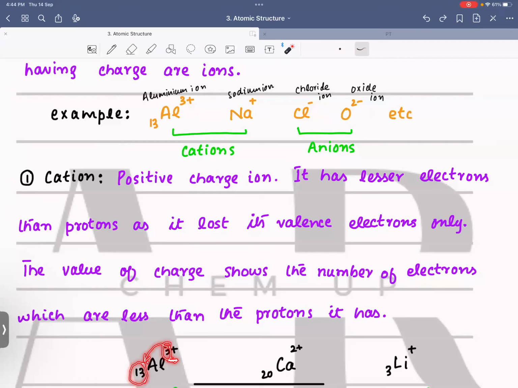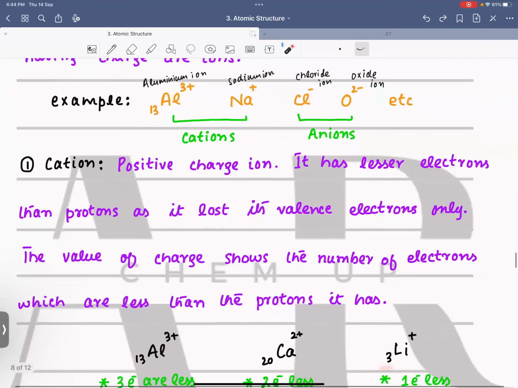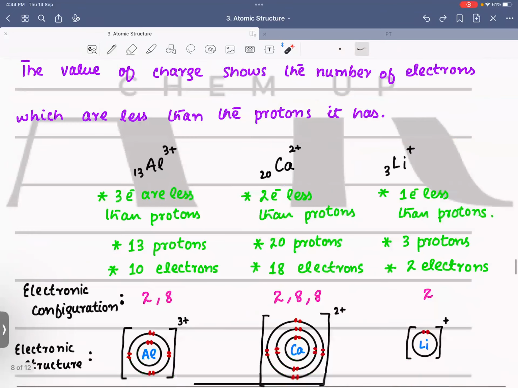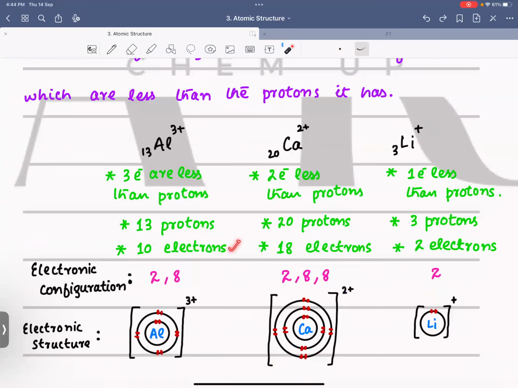The protons are going to be 20 and from this value the electrons are going to be 18. The protons are going to be 3 and the electrons are going to be 2. Is this understandable? Yes. And that's how we can write the electronic configuration. We got that there are 10 electrons now, so we'll write the electronic configuration for 10 electrons, which is going to be 2,8, here 2,8,8, and here 2.